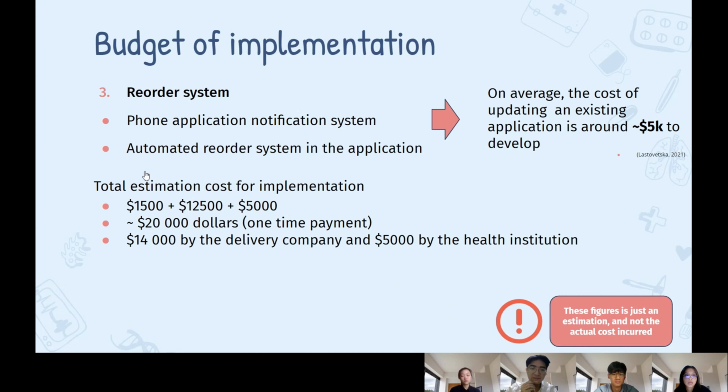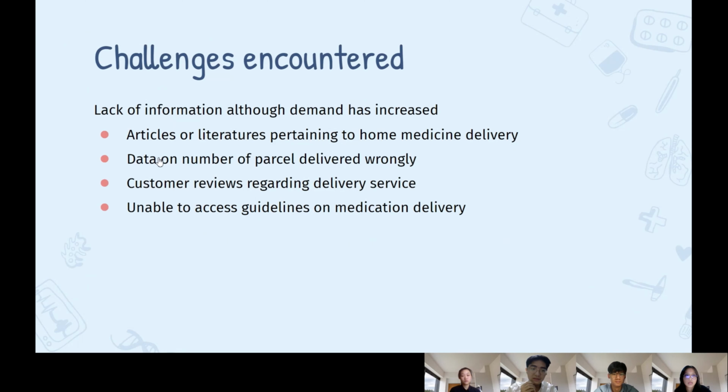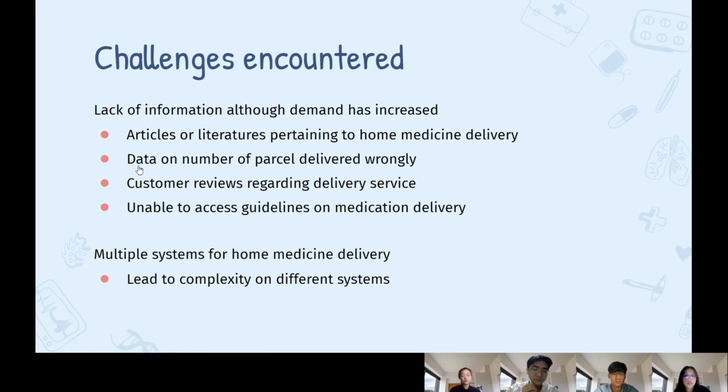Let's look at the challenges that we have encountered. First is the lack of information. Although demand for delivery has increased, we have very few articles or literature pertaining to home medicine delivery. Limited data on the number of parcels delivered wrongly, and customer reviews regarding delivery service, or the inability to access guidelines on medication delivery are some of the issues that we have. Next is the multiple systems for home medicine delivery, leading to complexity across different systems.